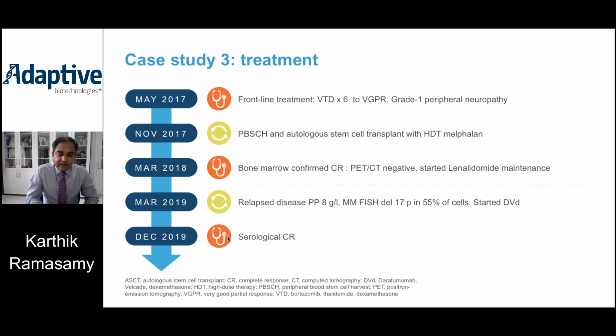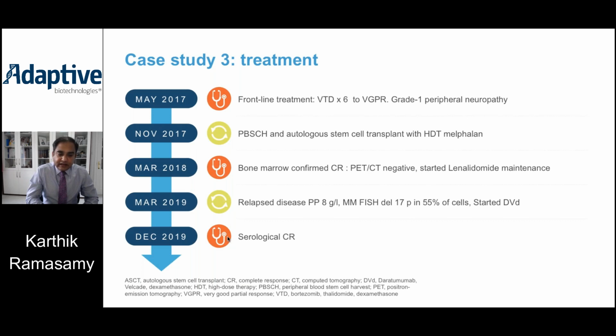But unfortunately, about a year later, as would be expected in someone who has a high-risk disease with deletion 17p, she relapsed with a paraprotein of 8 grams per liter, and I performed a marrow again, and this time it showed that the bone marrow had enriched itself with more deletion 17p cells in about 55% of the cells that were assessed by FISH. We started daratumumab, Velcade, and dexamethasone therapy for this patient.